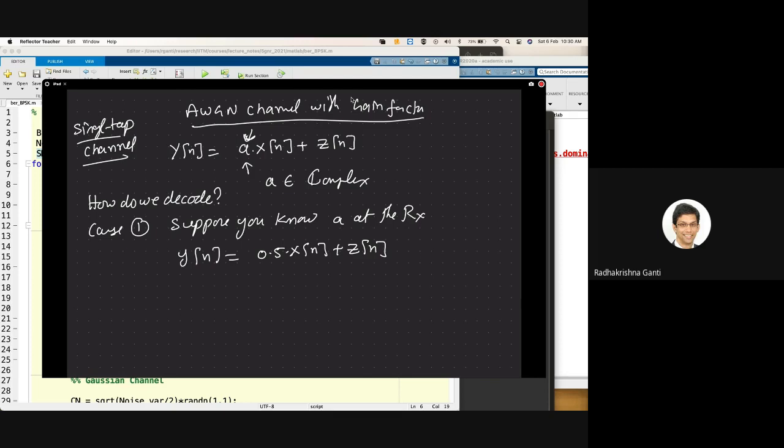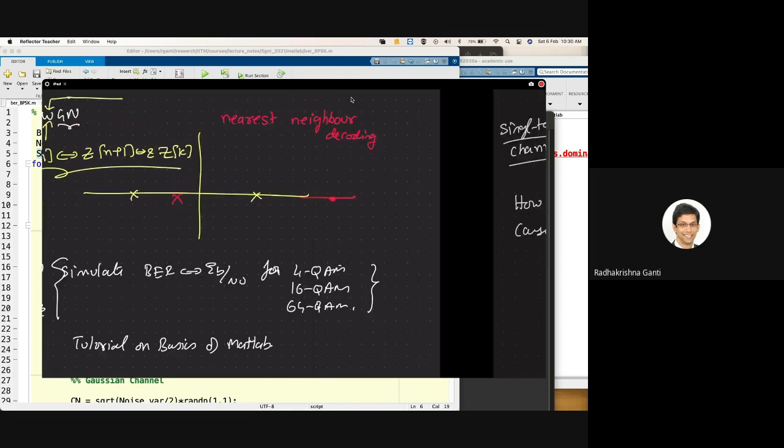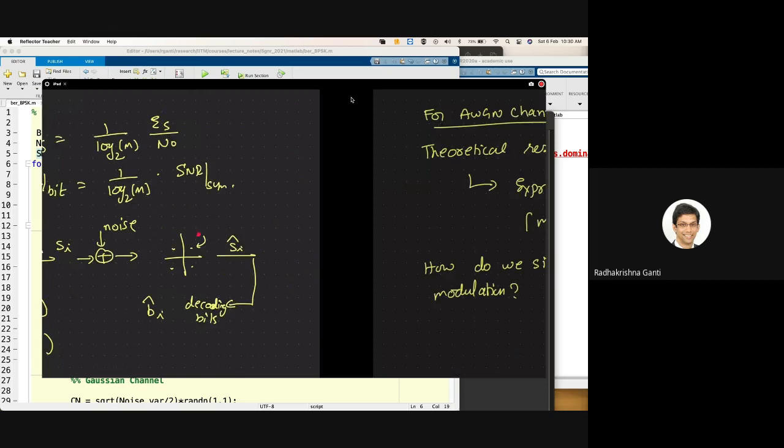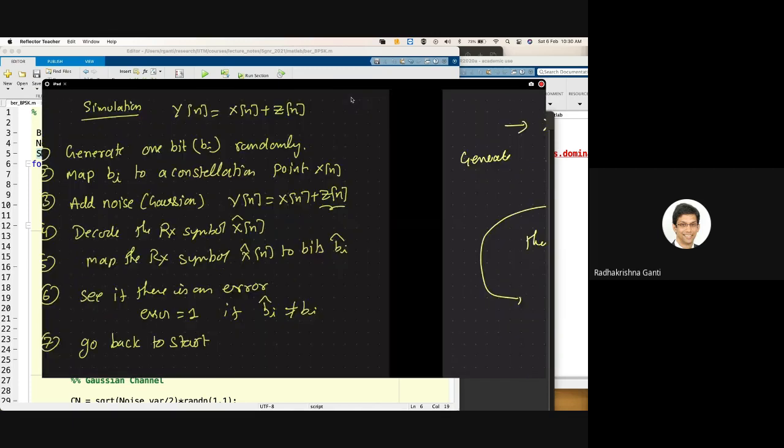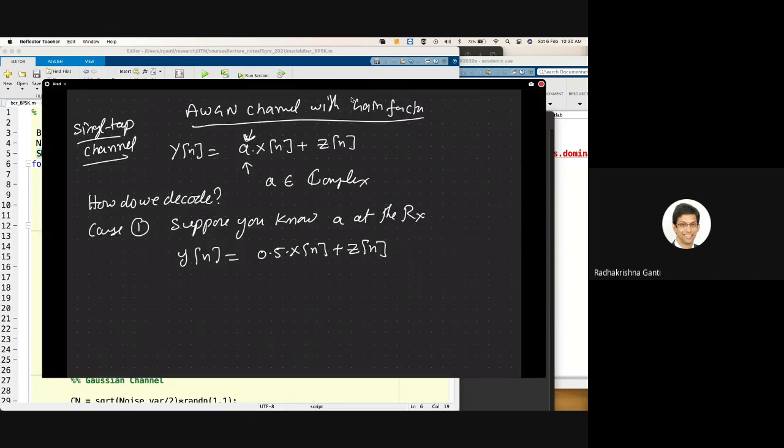We have a nice receiver chain, and I want to use the same old receiver chain. So what should I do? What do you think we should do? We may divide by that value at the receiver. Yes, essentially you divide by 0.5.